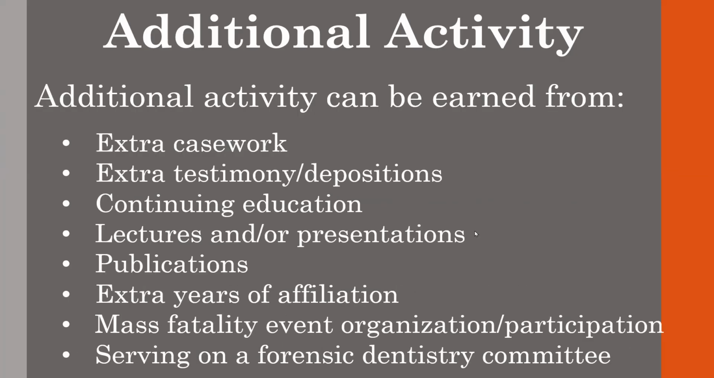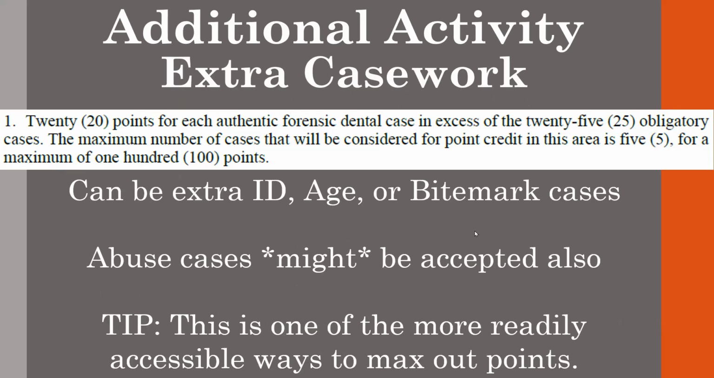So here's the areas in which you can earn these additional activity points, and we'll go through each of them individually. But basically there are 8 different areas in which you can accumulate these 350 required points. First up is extra casework. You can earn up to 100 points for extra cases. Extra cases are worth 20 points each, so a maximum of 5 extra cases will get you the most points you can get in this area.